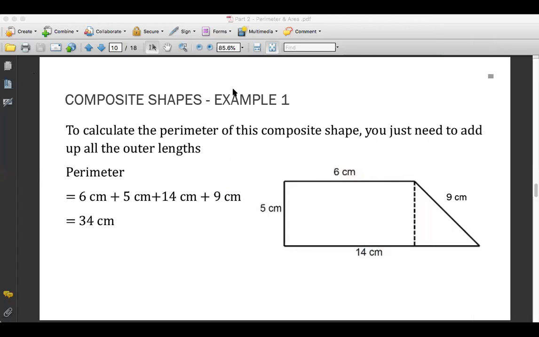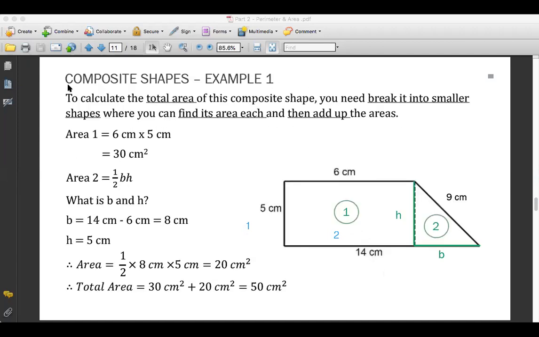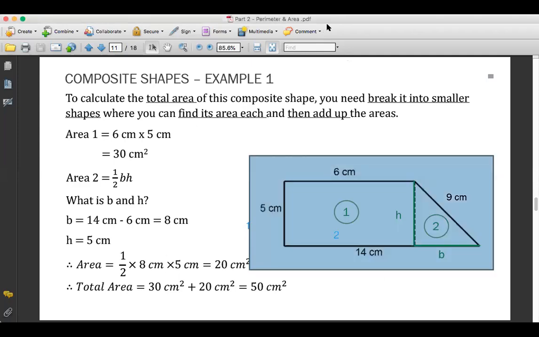Okay, good. All right, now back to composite shapes. If I was to find the area of this shape, I will have to find two areas. First will be the rectangle, this first shape, and the second area will be the triangle's area. So area of a triangle, there. You see here, you must calculate the total area of the shape.